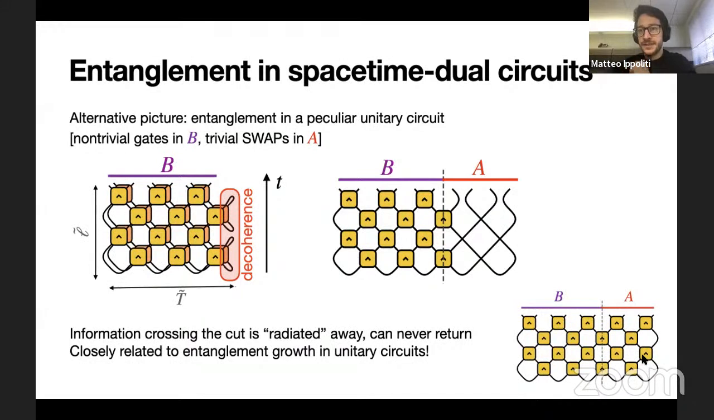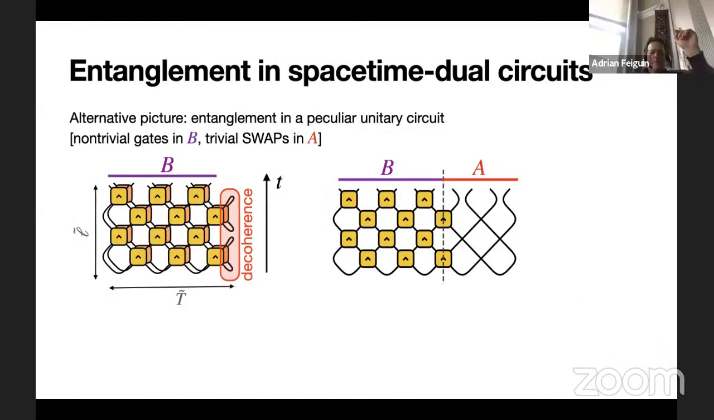And the physical difference is that in a normal case, just this one, information is free to propagate past the cut and then maybe come back, just due to the particular nature of the gates that act on it. It can get reflected and come back. In this case, instead, as soon as the information crosses the cut, it gets basically radiated off to infinity and never has a chance to come back. So this leads to specific differences in the behavior of entanglement, as we'll see in the following.